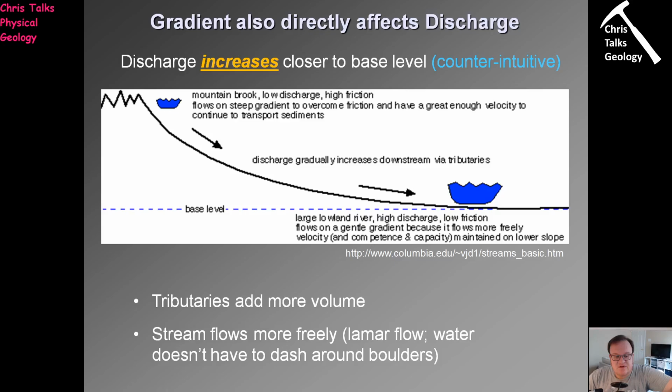So gradient also affects discharge. Discharge increases closer to the base level. So the discharge of the river gets higher as you approach the river's mouth. Now, once again, this might seem a little counterintuitive because you expect the water up here in the mountainous terrain to be flowing really, really quickly. And that means in theory you would expect lots and lots of water to pass through a point very, very quickly because the water is moving so fast.